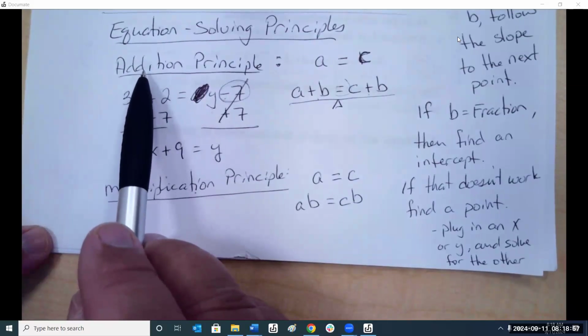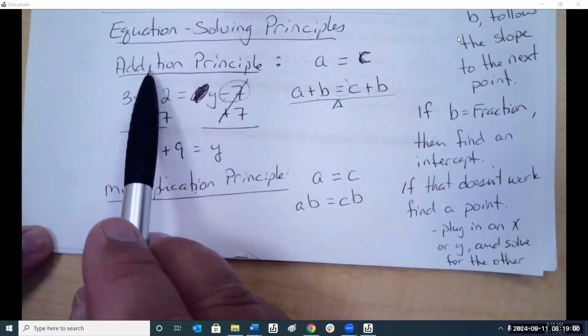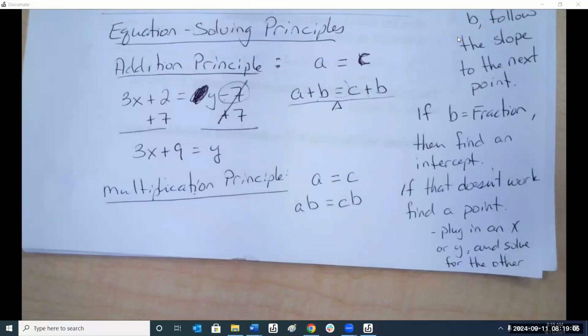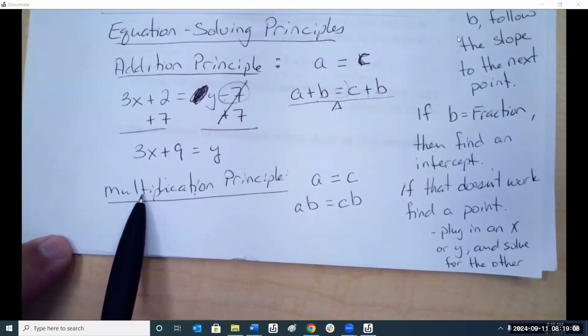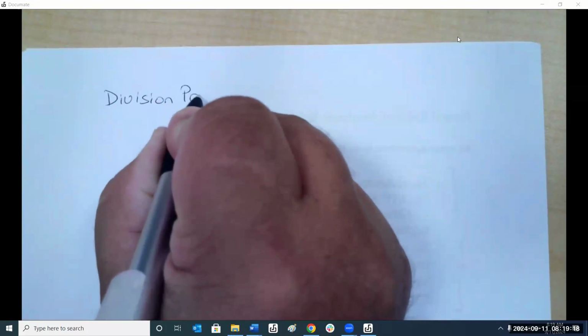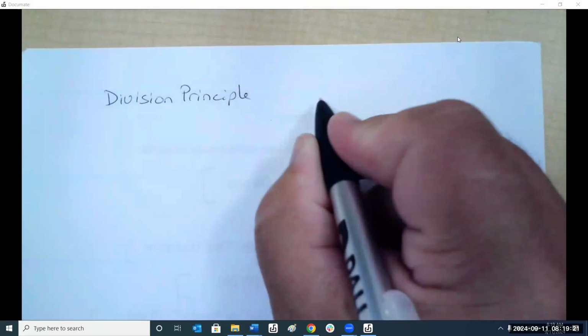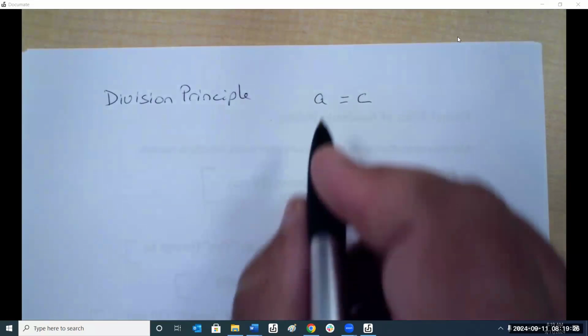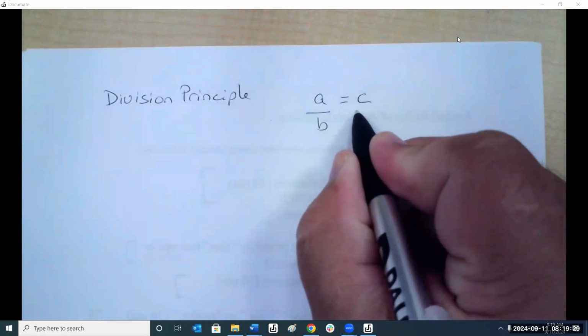So does subtraction work the same way as addition? If you subtract something from one side, you have to subtract from the other? Yeah. Addition and subtraction are opposites of each other. So what's the opposite of multiplication? Division. So it can also be expanded to the division principle. If I have A and that equals C, and I divide A by B, then I have to divide C by B. Whatever you do to one side, you have to do the same thing to the other side.